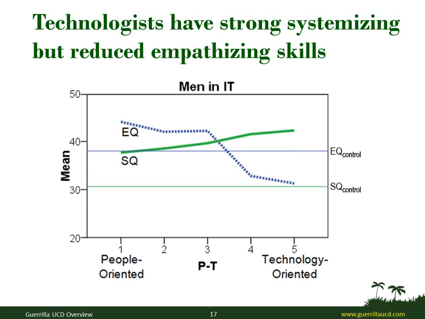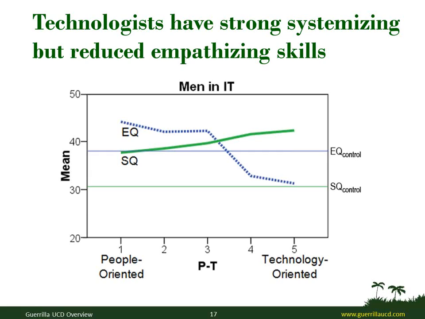And what this means is that the technologists are really good at building and understanding systems and really bad at not understanding that other people don't work like that, that other people may be really challenged by the technology and don't have the systemizing skills that are necessary to overcome this.